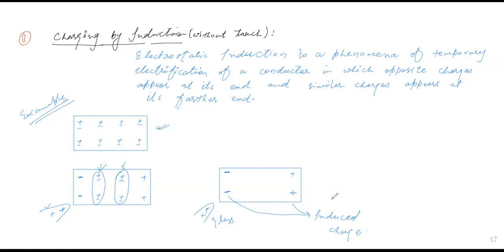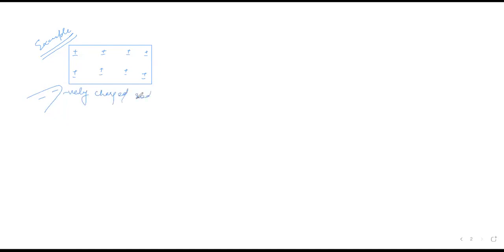Now, let's take another example. You have a neutral body. Positive and negative charges are available like this. This is your another example. And now we are carrying a negatively charged body near it. This is a negatively charged body, or you can also say this is a negatively charged rod. I am writing here negatively charged rod. Then what will happen?